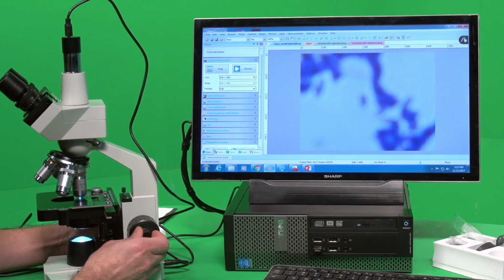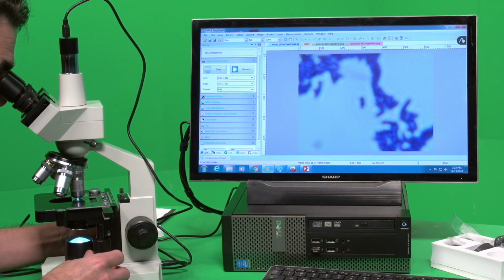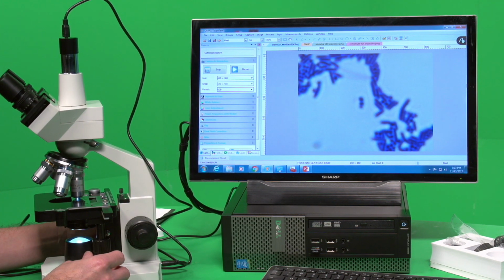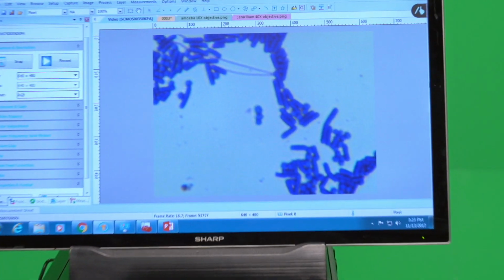Yeah, look at that. Almost there. Almost there. Oh, it's so beautiful. Let's go ahead and zoom in on that. So I'm tweaking the fine focus now. All right, so I was unhappy with the rods, the bacillus form in the prepared slide.